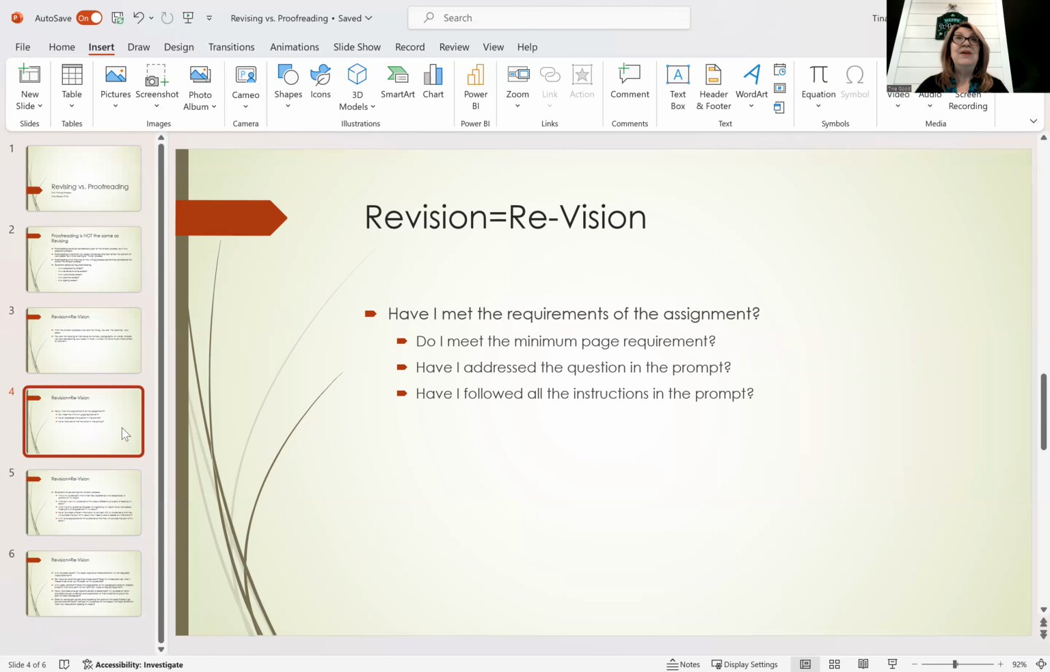Did it give instructions about the introduction? Did it give instructions about the conclusion? Did it give instructions about how to bring in evidence, right? So did you meet all of the instructions of the assignment? And you have to go back in. And if you didn't, it's going to be more than fixing, more than proofreading. You're going to have to bring in content, bring in evidence, maybe do a little bit more reading in order to meet that requirement.